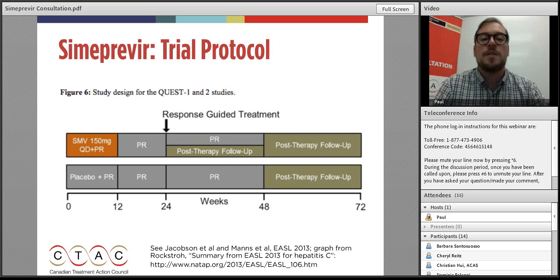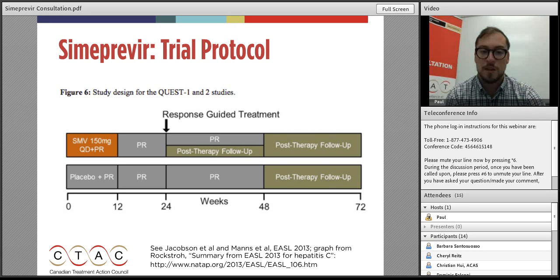Okay. What I want to talk about first is the possibility of shortening treatment with Simeprevir. Simeprevir employed the following trial protocol that's represented here. What Simeprevir was able to do in the studies with treatment-naive folks, as well as studies with treatment-experienced folks, which I'll talk about in a minute, was set up a response-guided therapy. And so this is how it worked.